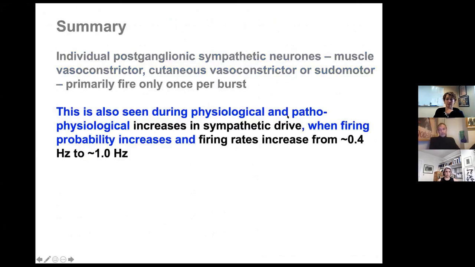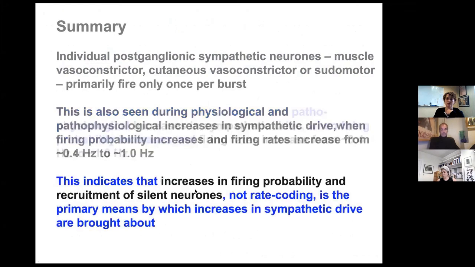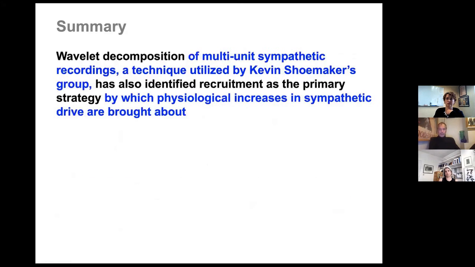This is also seen in physiological and pathophysiological increases, and the firing rates increase from about 0.4 hertz to 1 hertz. So again, very, very low firing rates in human postganglionic sympathetic axons. And this indicates that increases in firing probability and the recruitment of silent neurons, and not rate coding, is the primary means by which increases in sympathetic drive are brought about.